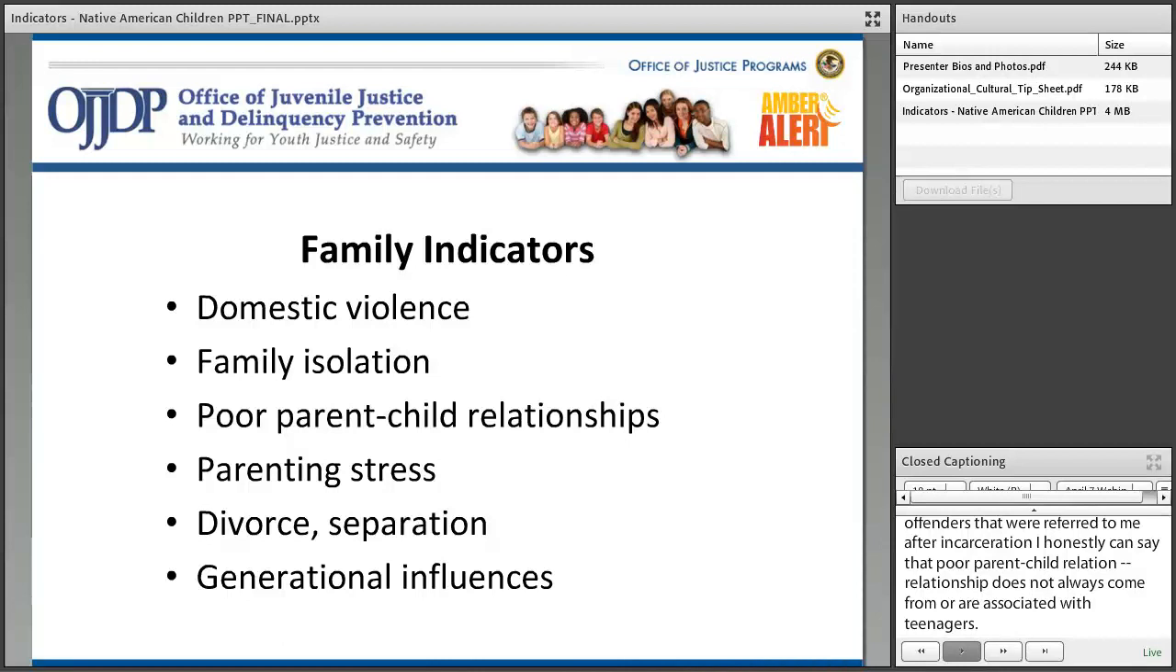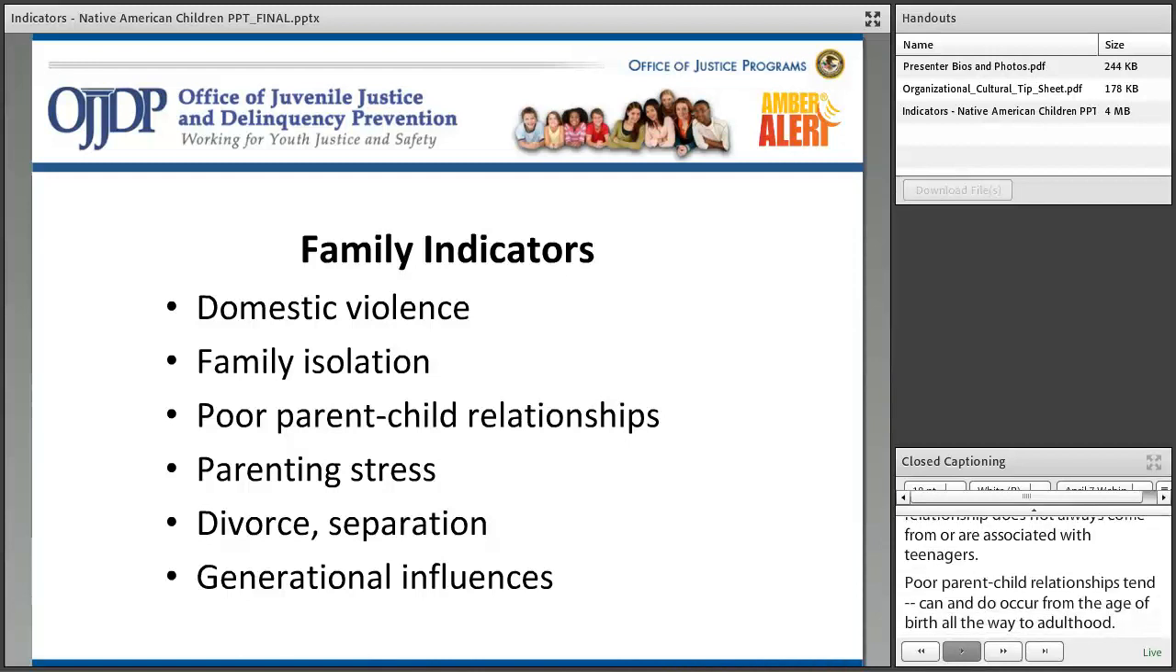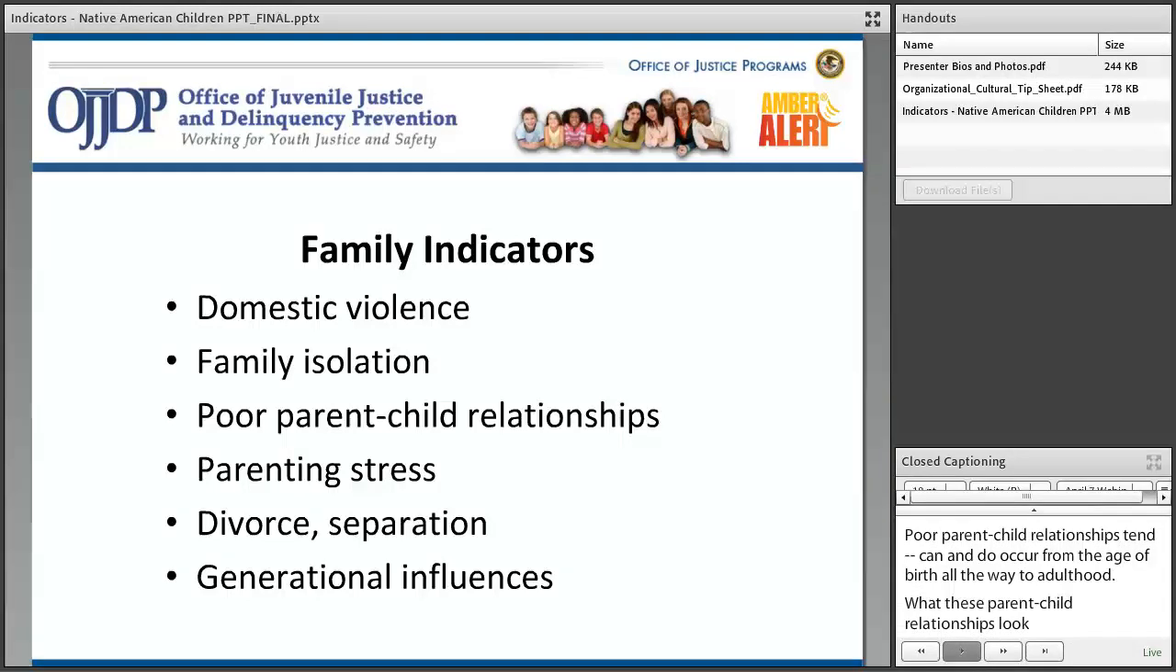And what these parent-child relationships look like, or how I've gone to research them a little bit with individual families, is that it links a lot to generational influences, which you find on that last bullet point. If parents developed their parenting styles based on the model provided to them from their own upbringing, and if it was negative, then it perpetuates that poor parent-child relationship.